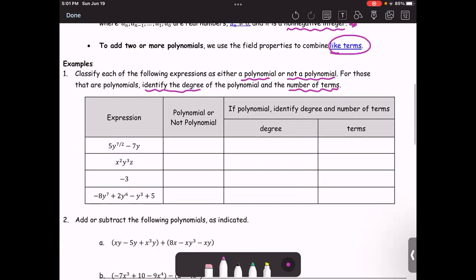For the first expression, we have 5 times y to the 7 over 2 minus 7 times y. There are two terms. For the first term, the number, which is the coefficient 5, times the variable y to the power 7 over 2. The power 7 over 2 is not an integer. If one of the powers is not an integer, it is not a polynomial.